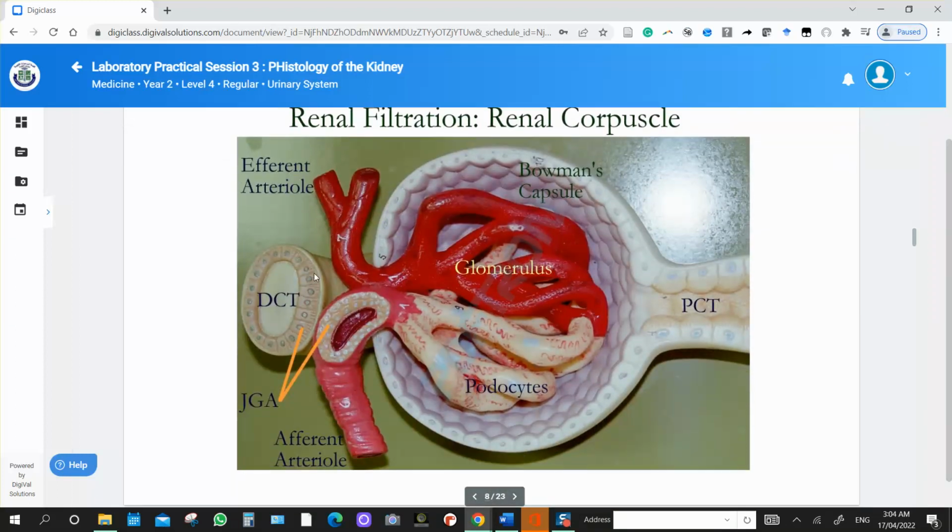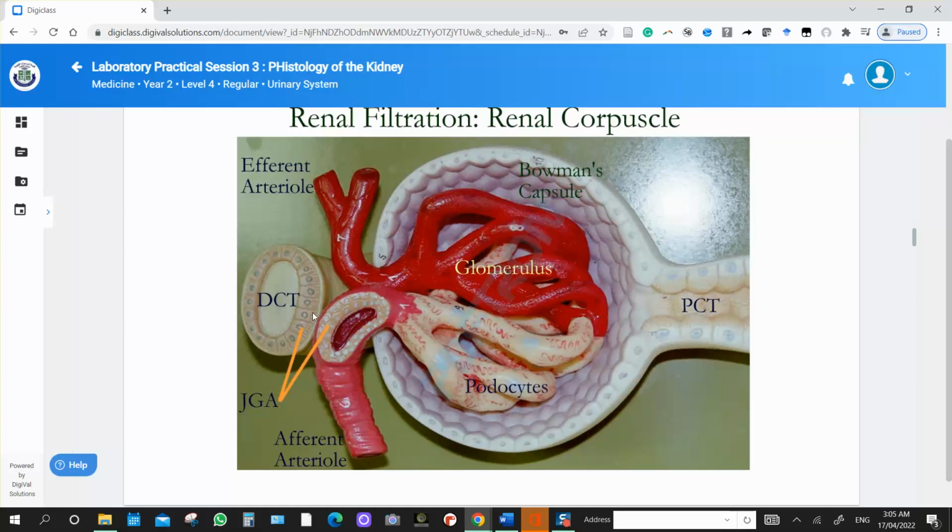Here you can again see, it's a good model to see the different parts of the glomerulus with the vessels. So the afferent arteriole has a modification, which is called the JG cells. And close to the afferent arteriole you can see a part of the DCT which is closely related, and these cells over here are columnar cells, and they are called macula densa cells.